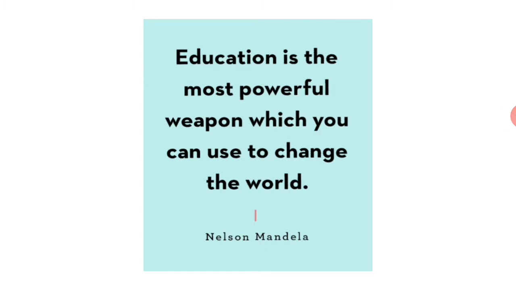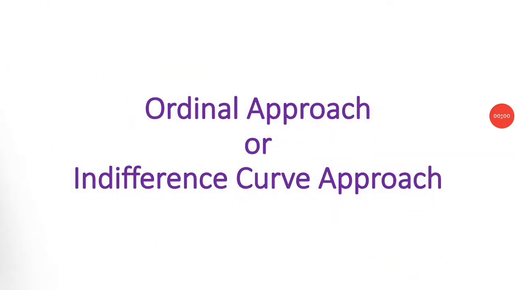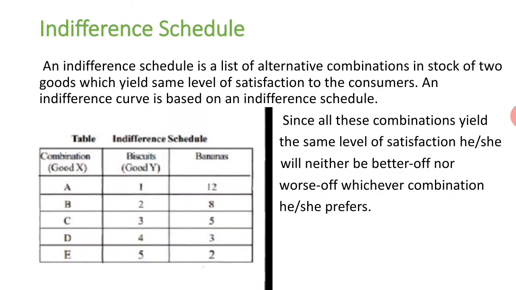So in this video we are going to learn about the ordinal approach or indifference curve approach. We are going to learn about indifference schedule, indifference curve and indifference map. So here we go. Indifference curve analysis is an alternative approach to the theory of utility. Indifference curve has been derived to represent the ordinal measurement of utility.